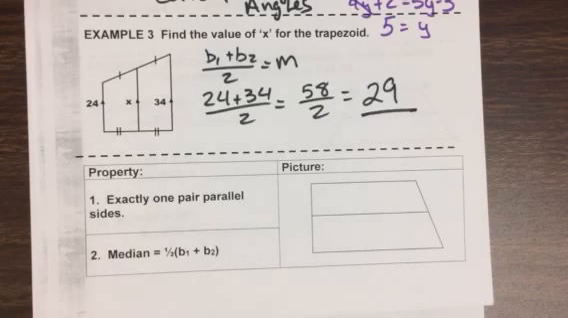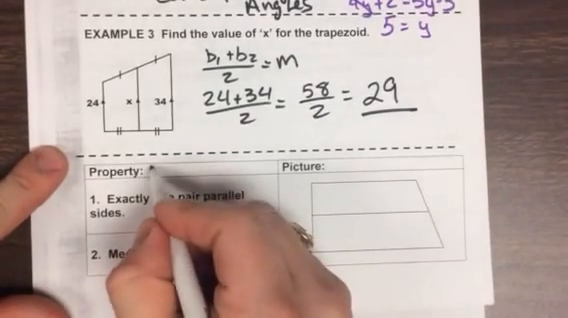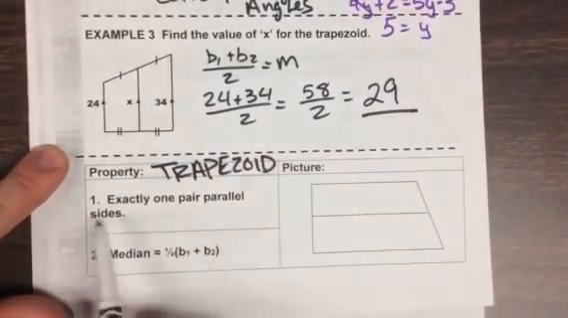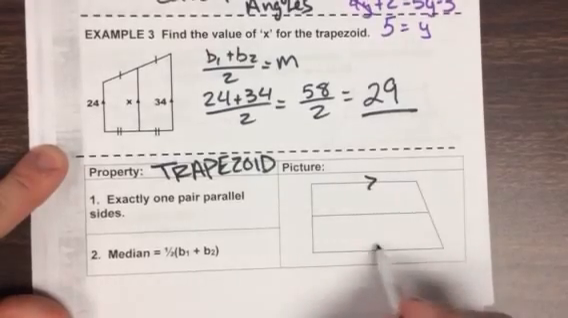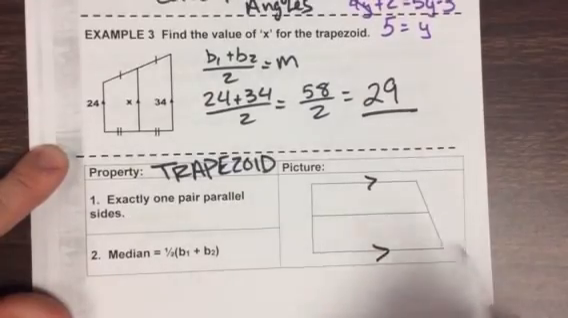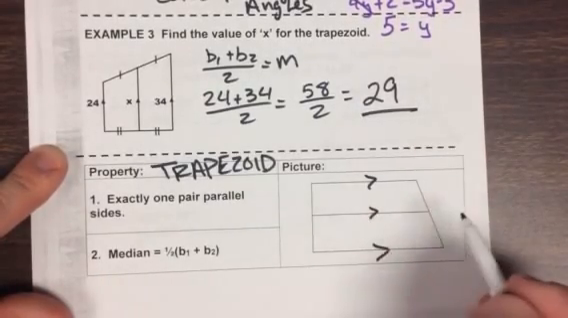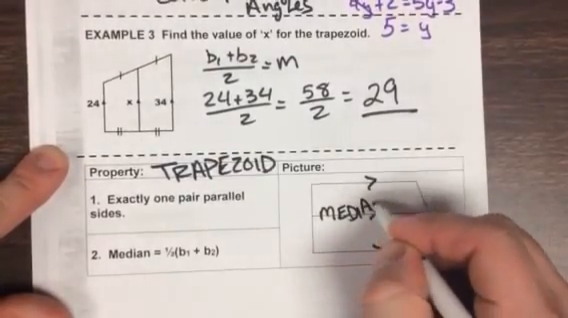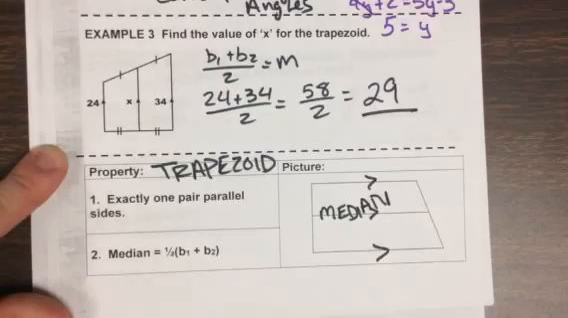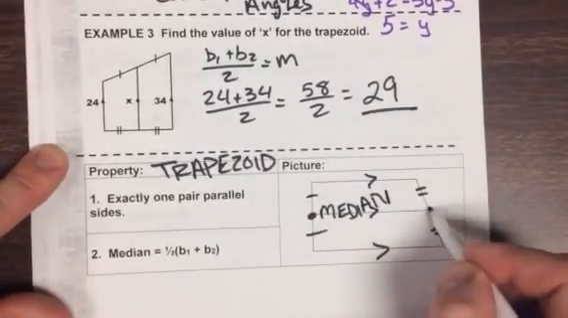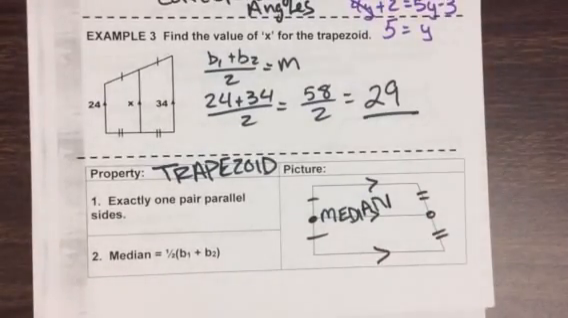So, properties of a trapezoid. Exactly one side parallel. So we've got one pair of parallel sides. It will always work out that the median in the middle is also parallel to the bases. And number 2, the median is half of the bases. Remember, it's the median because it is the midpoint of my two legs.